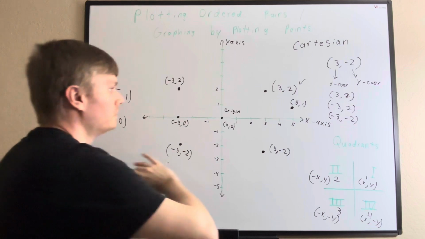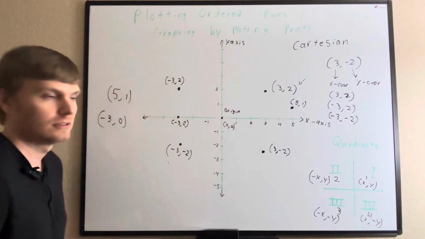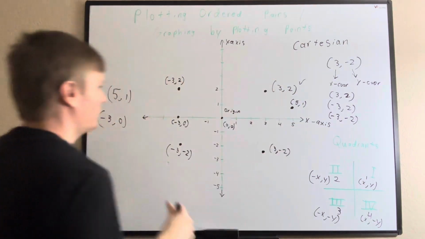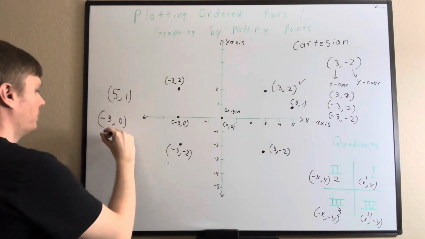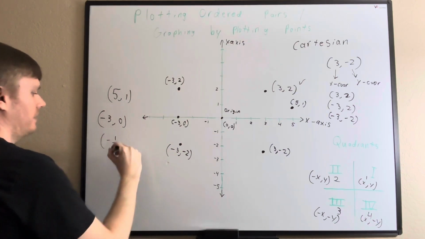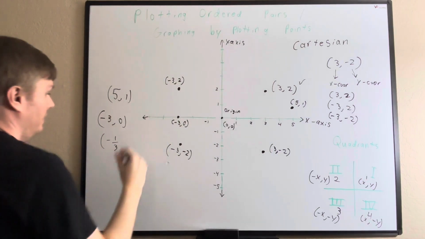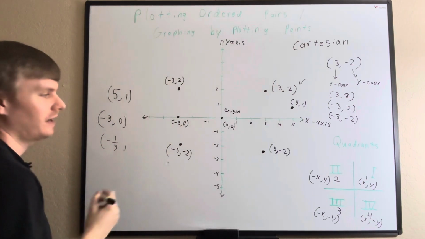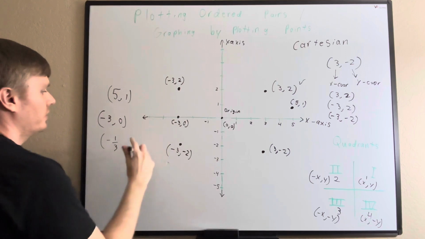I could give you a bunch of examples until this whole board is filled up with dots. So let's just do one more. -1/3. Okay, well, -1/3. I was going to do 1/2. -1/3.